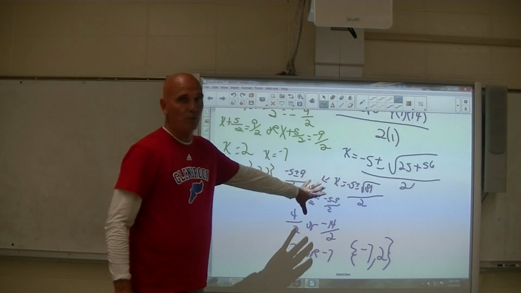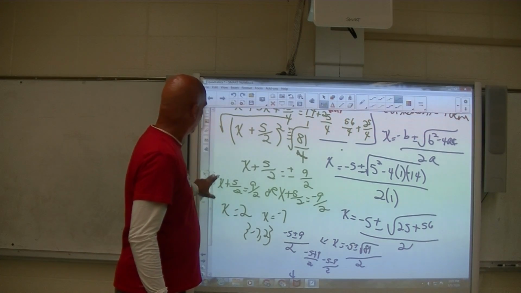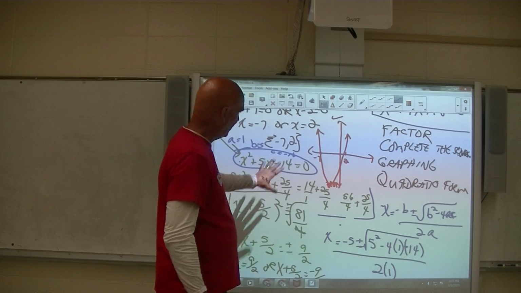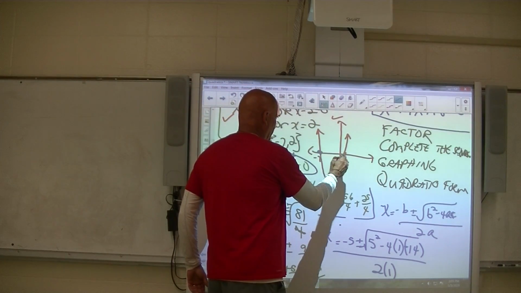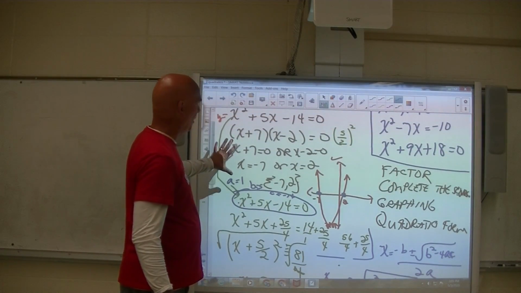Okay, so this is solving by quadratic formula. This is solving by completing the square. This is solving by graphing. I just fired it up on my calculator, graphed it, and found the vertex down here. It hits right here and right here. So that's where the solutions are. And then the first thing I did was solve by factoring, okay?